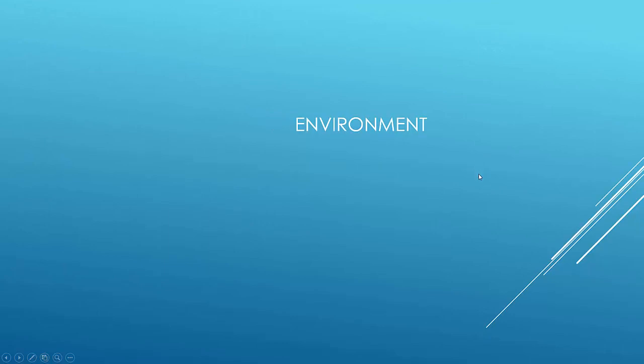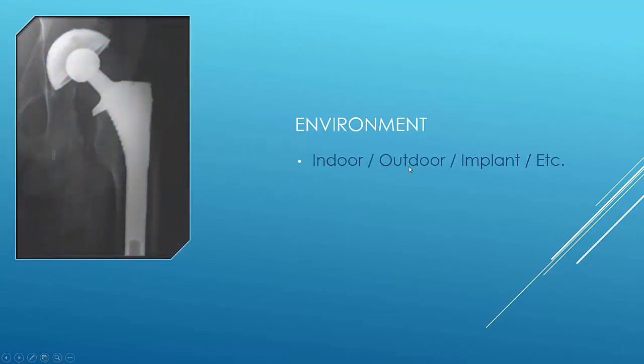The environment that it is used in is very important as well. Is it indoor? Is it outdoor? Indoor might have some forms of dust. Outdoor might have the elements. This is an implant right here. There are many issues with where this is implanted and how it can affect and be affected by the structures and environment around it. And there are other types of environments that are important to consider.